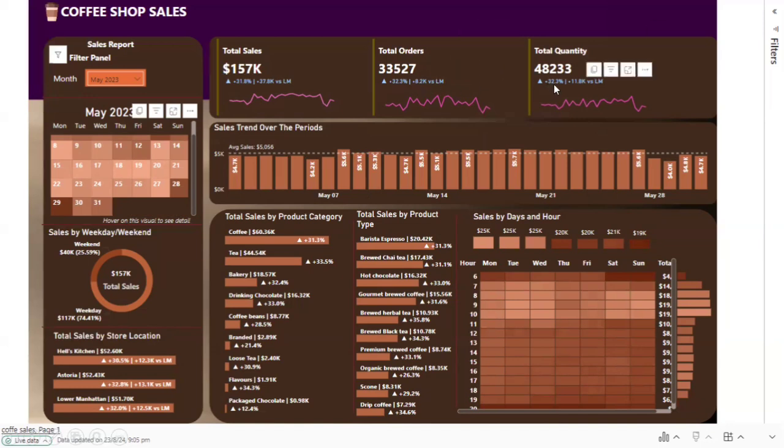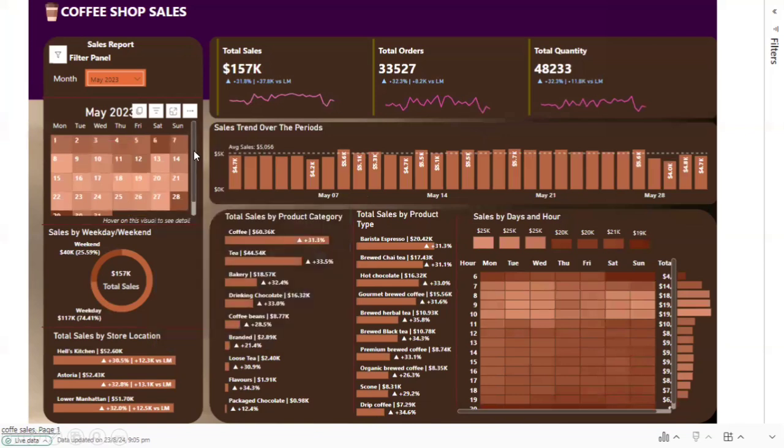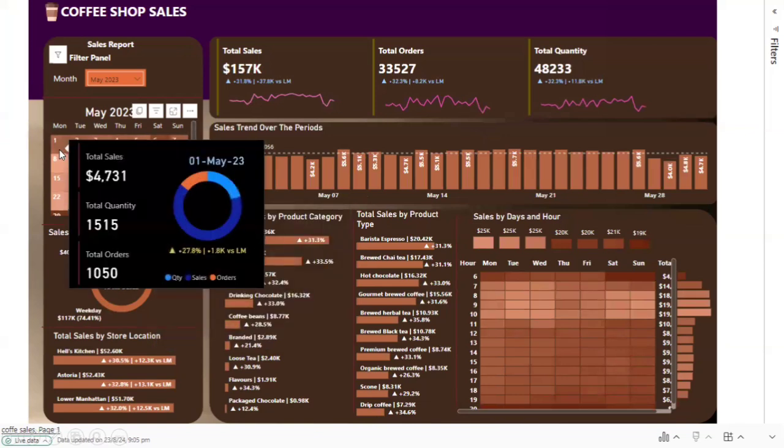And here we can see there is a 32.3% increase in the total quantity, and we got an extra 11.8K quantity compared to the last month. And overall, we got a total quantity of 48,233. And if we see, it is the best performing. We can see drastically there is an increase in the average value, and everything is performing well here every single day. And if we start by hovering on the first day, we can see there is a 27.8% increase in a single day compared to the first day of the last month, April.